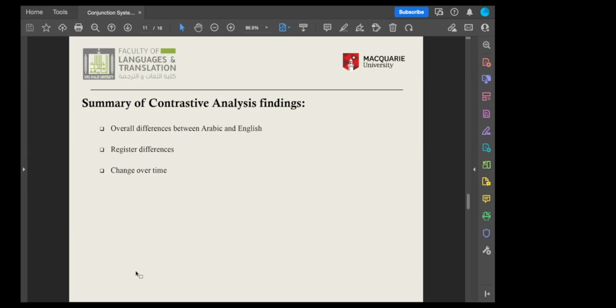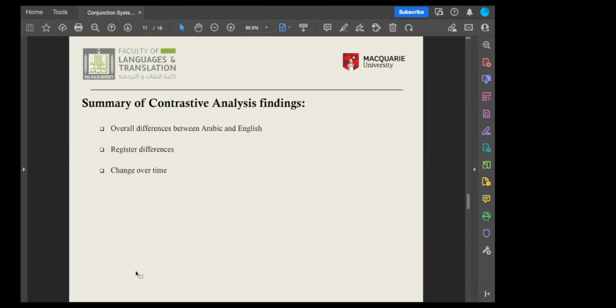Regarding the register differences, it can be considered also as the second strongest factor in this analysis, highlighting language-specific register preferences. That means in so many cases, the effect of register is significant and clear, and some differences are conditioned by the register preferences for the use of connectives in Arabic and English. And finally, for the change over time, time span shows limited effect on the overall frequency of connectives. However, the analysis of logical semantic relations shows some evidence of change. And that's one of my objectives in this study.